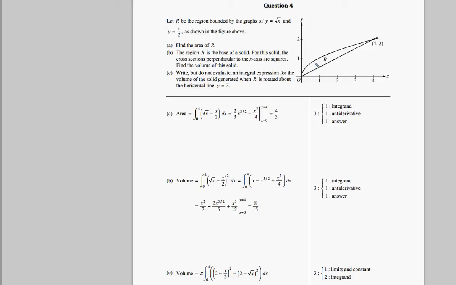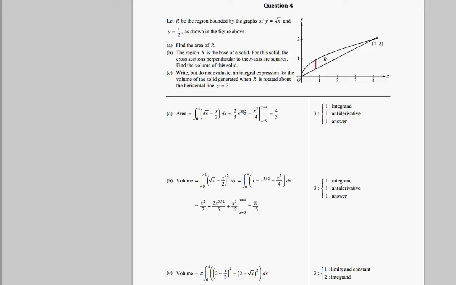I would definitely go vertical strips here, but you could do horizontal strips if you wanted to. So vertical strips would be taking the integral from 0 to 4 of your upper minus your lower, so you'd have square root of x minus x over 2. And then you do in fact have to go through and do this by hand, so you would have x to the 3 halves divided by 3 halves, which would be multiplying by 2/3, minus x squared over 4, and then you put your 4 in and your 0 in here, and you do in fact get 4/3.